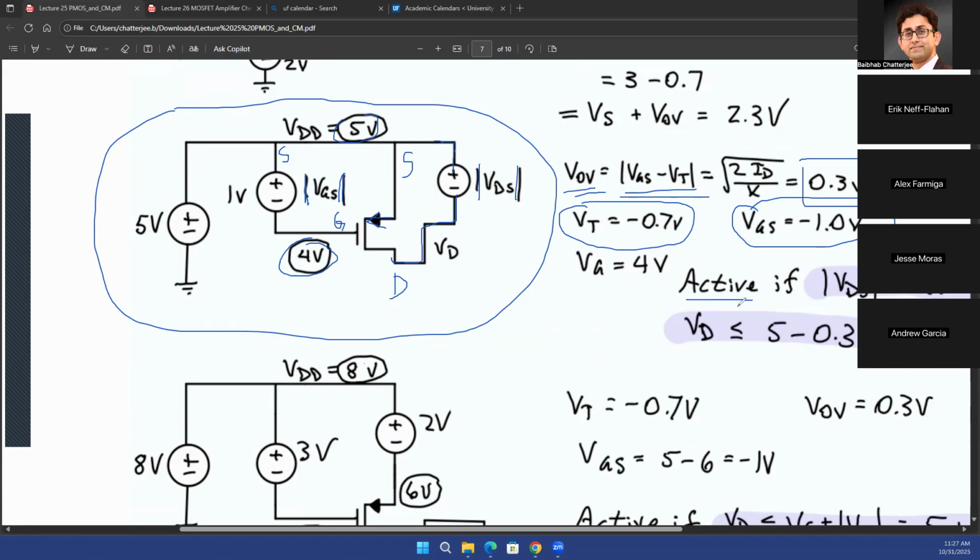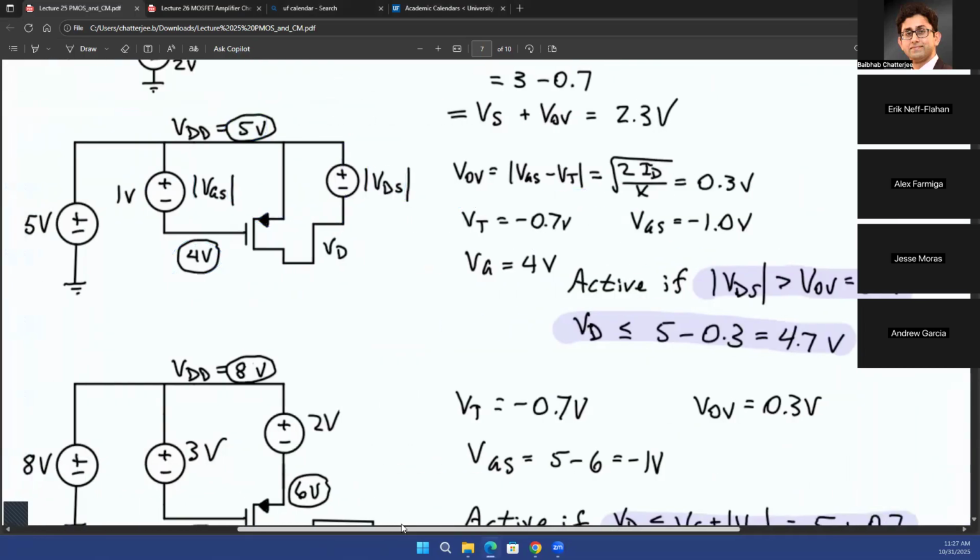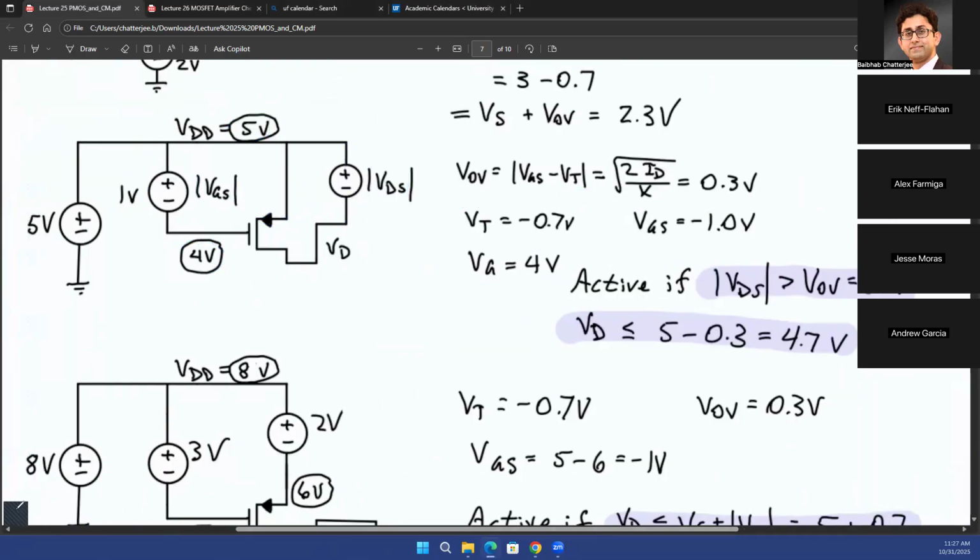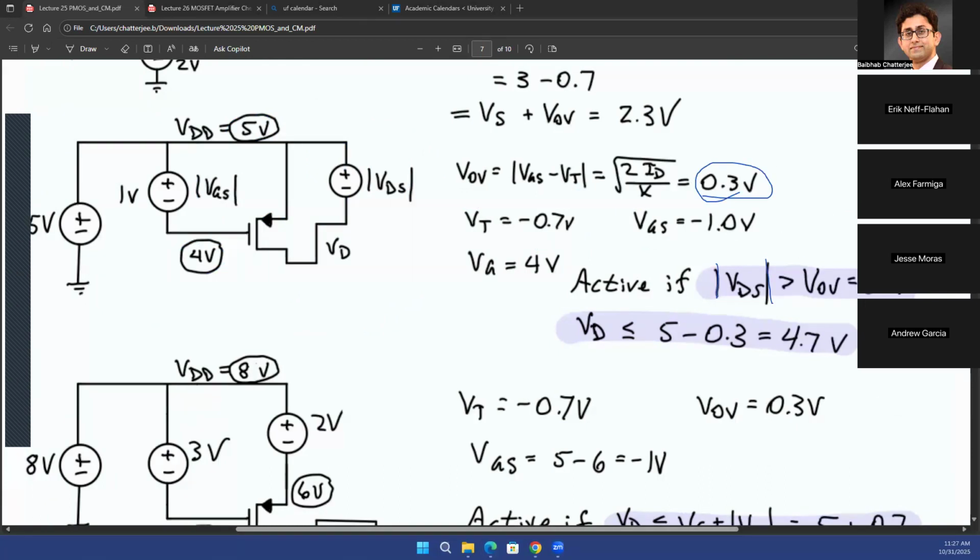Now, you want to find out when this transistor is in the active region. And for that, we'll still use the same formula, that the absolute value of VDS is higher than the absolute value of V overdrive. And we already found out that V overdrive is 0.3 volts, right? So the absolute value of VDS has to be greater than 0.3 volt. My VD is this voltage, right? This point's voltage. And what is the absolute value of VDS in this case?